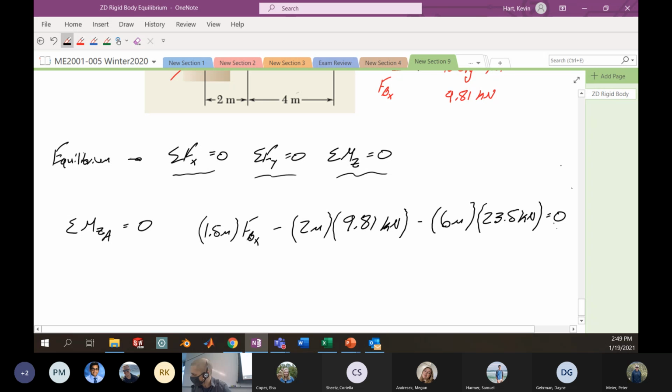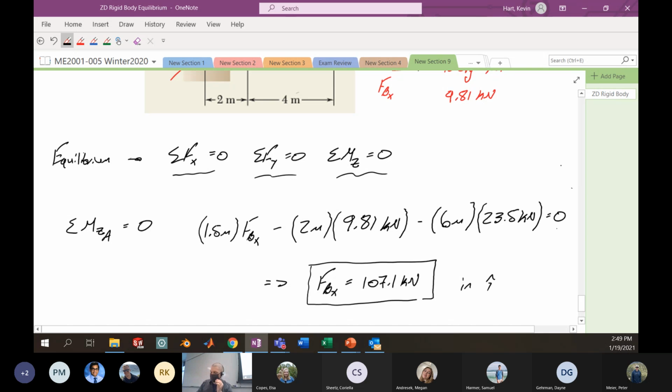And in this situation, the only unknown is this force at B in X. And so this is just algebra here. This will leave us with the force B in the X direction being 107.1 kilonewtons. Okay, so that's what we find with our magnitude. And if we want to be very specific, this is acting to the right, so it's in the i hat direction. I haven't written it as a vector, but I've drawn my force at B in the X to the right in my free body diagram. So this is 107.1 kilonewtons to the right, or in i hat.